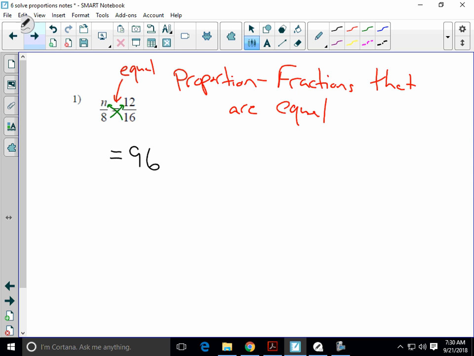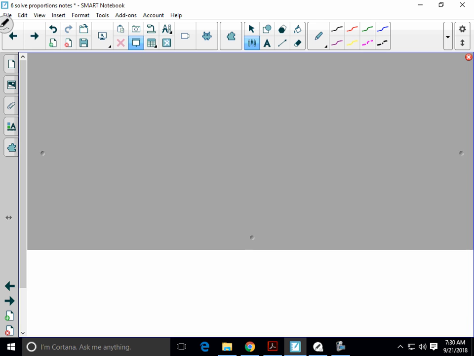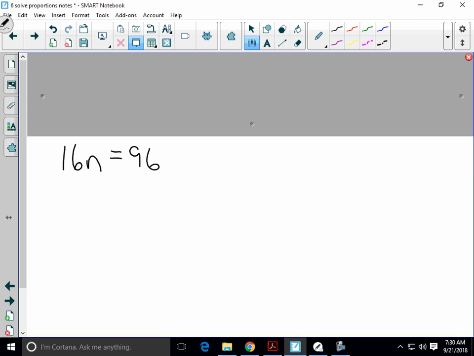So 16 times n, I have a number and a variable. I can't really multiply those. I'm going to write that as 16n. When I have a number and a letter next to each other, it means that they're being multiplied. So 16 times n, I'm going to write 16n. Now I have a new equation. I could ignore that whole top part. So I have 16 times some number equals 96.